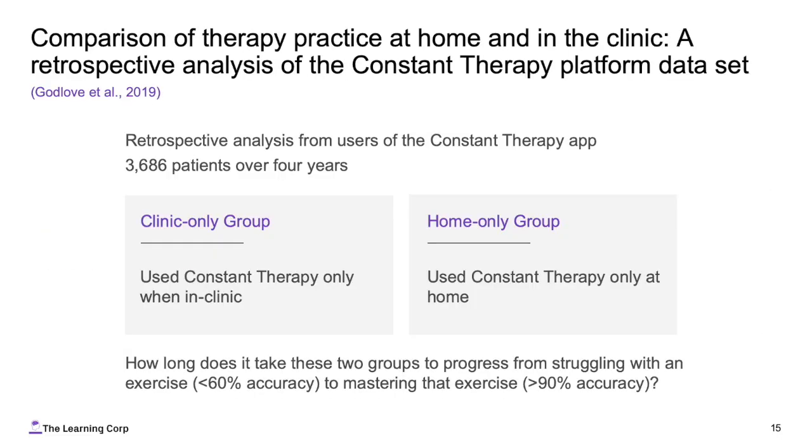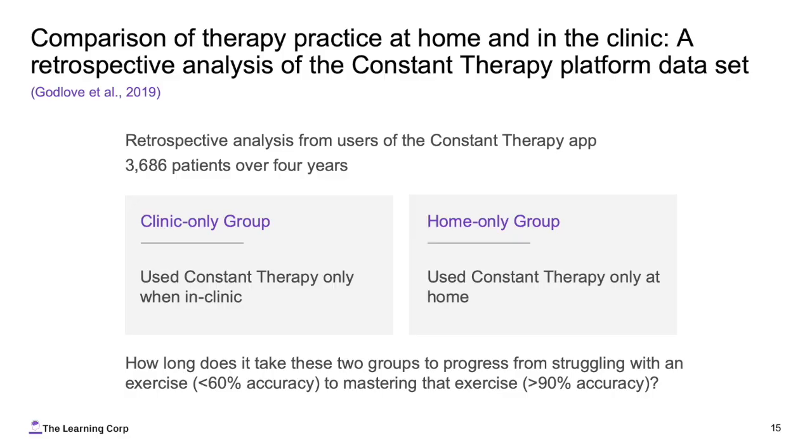So those were some examples of prospective studies that have been conducted, and now I'd like to share some retrospective data published by the Learning Corp. We studied usage trends from 3,686 patients with stroke over a 4-year period. We looked at two groups, people who only used Constant Therapy in the clinic versus those who only used Constant Therapy at home.